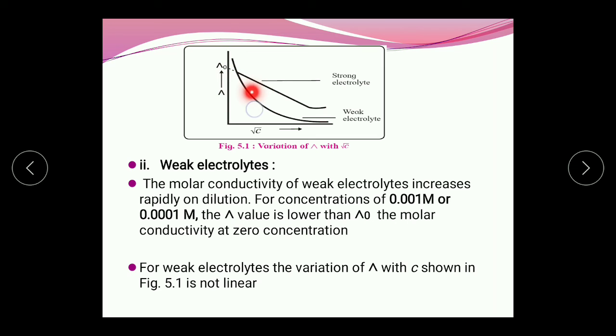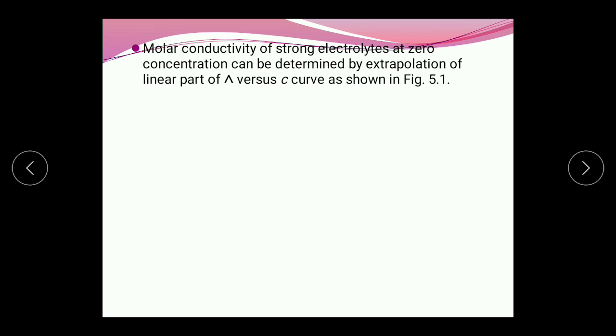Just by extrapolating, by extending this line until it touches the y-axis where there is lambda, the value where it touches will be lambda 0. So for any strong electrolyte we can find the value of lambda 0, which is not possible for a weak electrolyte because it is not touching the y-axis here, and hence for weak electrolytes we have to use a different equation, and the same is told here.